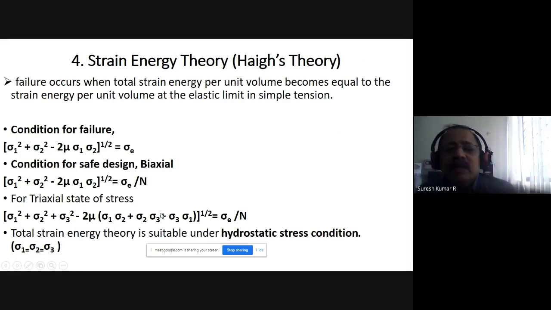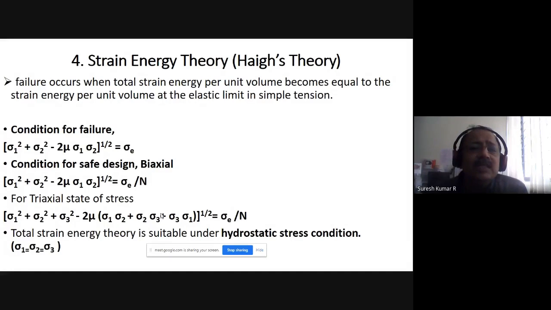The fourth one is the strain energy theory or Haigh's theory. It says failure occurs when the total strain energy per unit volume becomes equal to the total strain energy per unit volume at elastic limit during the simple tension test. Now, the condition is like this: root of sigma 1 square plus sigma 2 square minus 2 mu sigma 1 sigma 2 is allowed to become equal to sigma E. That is the total strain energy. We are talking about the total strain energy. When it becomes equal to the strain energy at elastic limit, then the material undergoes failure.